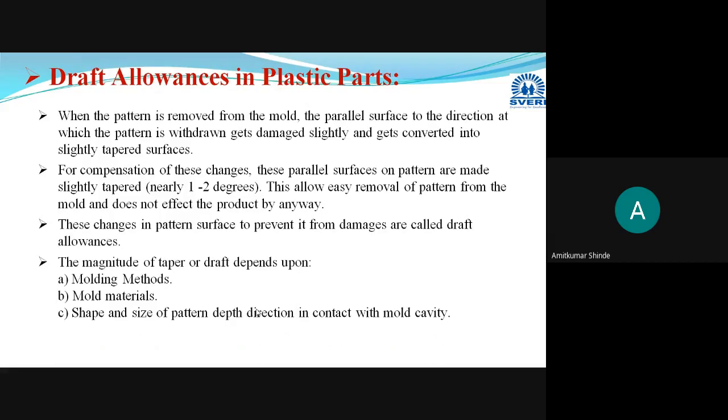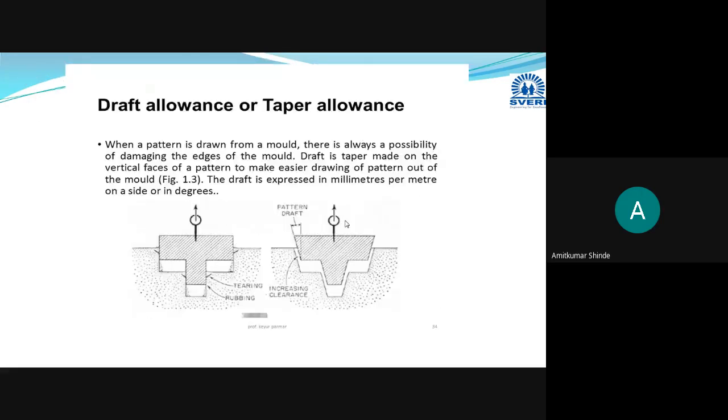Then the next type of allowance is the draft allowance in the plastic part. Now here in the first few points, it is explained why this draft allowance or taper allowance is provided. When the manufactured part is removed from the mold, the parallel surface to the direction. Okay, I will explain it with the diagram.